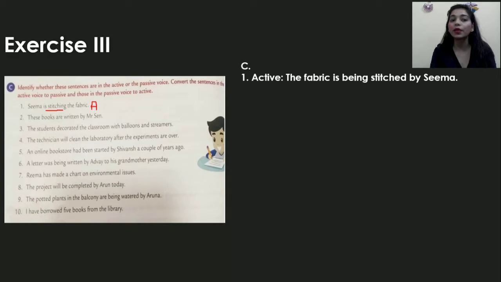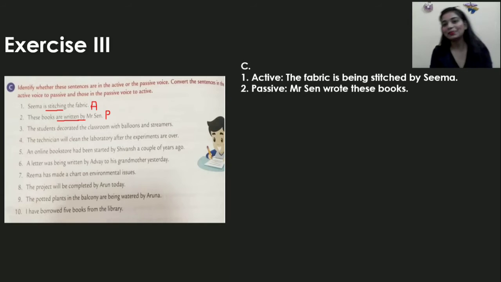Look at the sentence number 2 now. These books are written by Mr. Singh. Are written is telling us that this is passive voice. Now we have to convert it into active voice. So what will be the answer? Mr. Singh wrote these books. So are written has to be changed into wrote. Okay. Look at the sentence number 3. The students decorated. Decorated is the verb here.